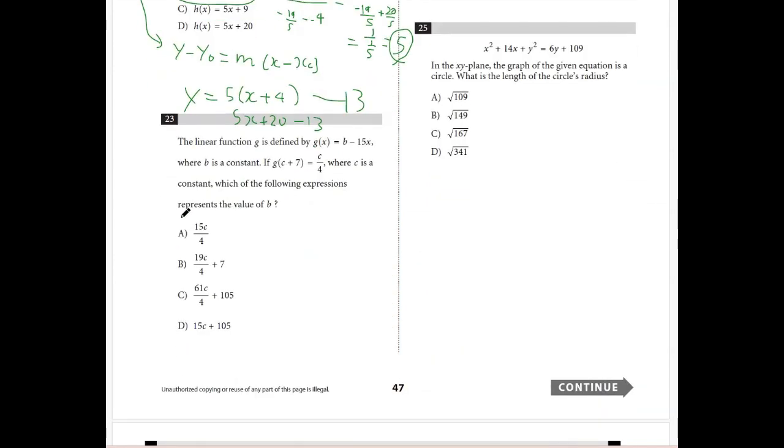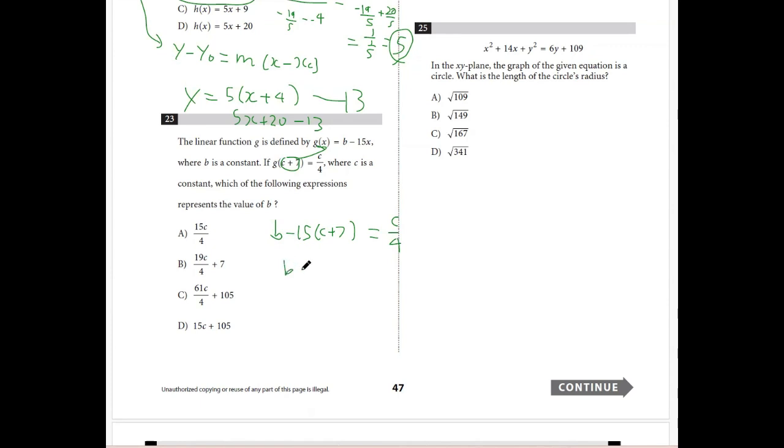Okay, question 23. The linear function g is defined by g of x equals b minus 15x, where b is a constant. If g of c plus 7 is c over 4, where c is a constant, which of the following expressions can represent the value of b? All you have to do is put the c plus 7 in here, and you get b minus 15 times c plus 7 is equal to c over 4.